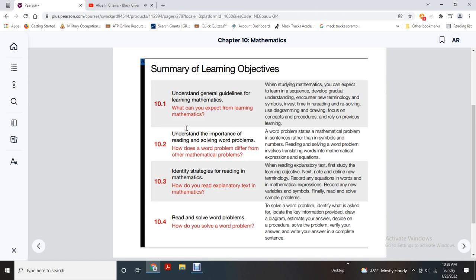10.2, understand the importance of reading and solving word problems. How do word problems differ from other mathematics problems? Word problems state the mathematics problem in words rather than symbols and numbers. Solving a word problem involves translating words into a mathematical expression or equation.